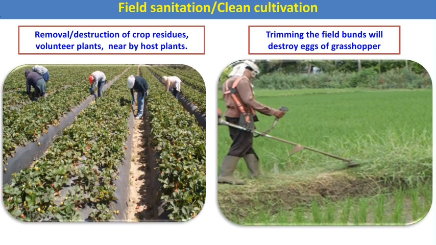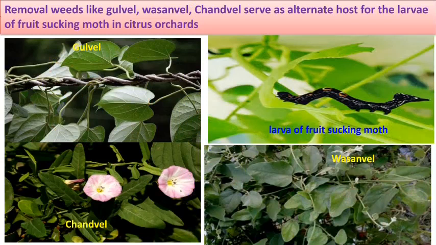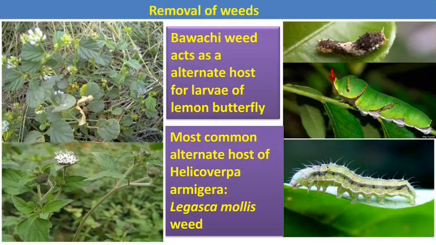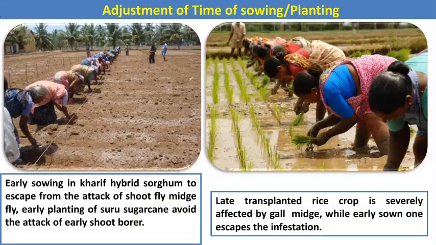Then the field sanitation technique. In field sanitation, we remove and destroy crop residue, vulnerable plants, or nearby host plants. Trimming the field bunds helps to destroy the grasshoppers or eggs of the grasshopper, especially in rice fields. Then removal and destruction of weeds like goodwale, wasanwale and sandwale, which are major alternate hosts for the larvae of the fruit sucking moth. We can remove these hosts. Then bawachi weed also acts as an alternate host for the larvae of the lemon butterfly. Then Legusca mollis is also a weed species used as an alternate host for Helicoverpa armigera.